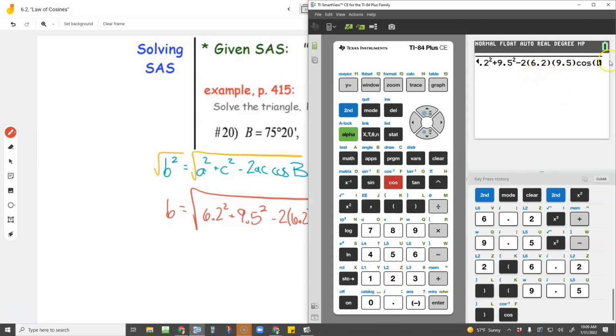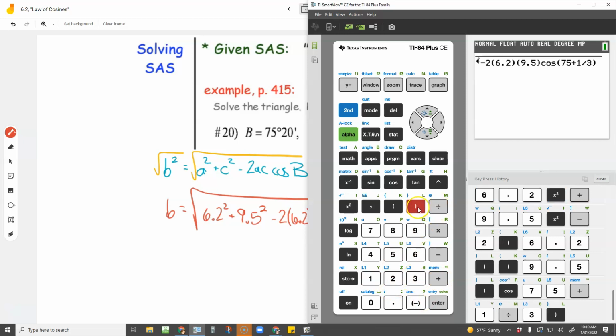Cosine of, make sure they're all next to each other. If you want to put in times, you can, but my calculator understands parentheses. 75 and 1/3, because I'm lazy. And I'm done. 9.940. No, 9.943. What'd you put for cosine 75?